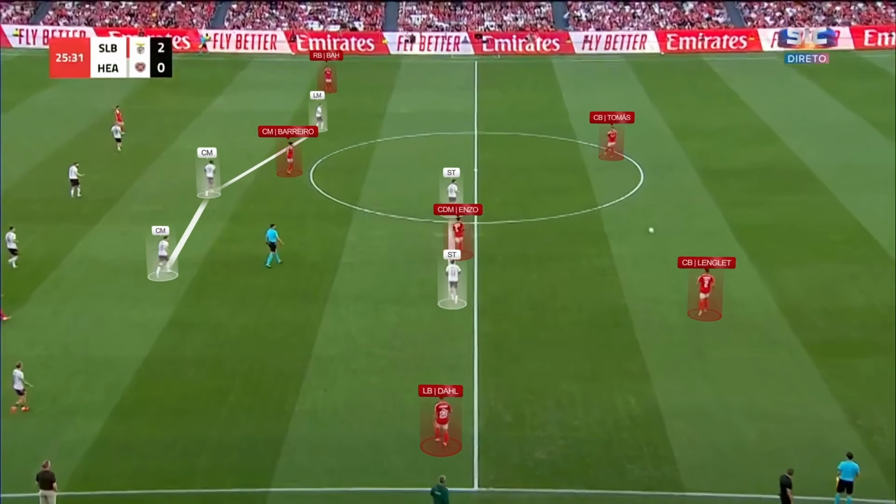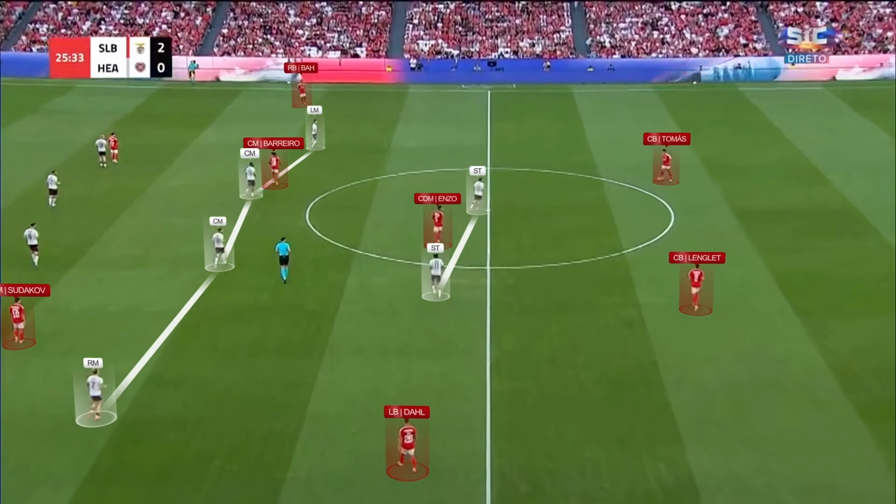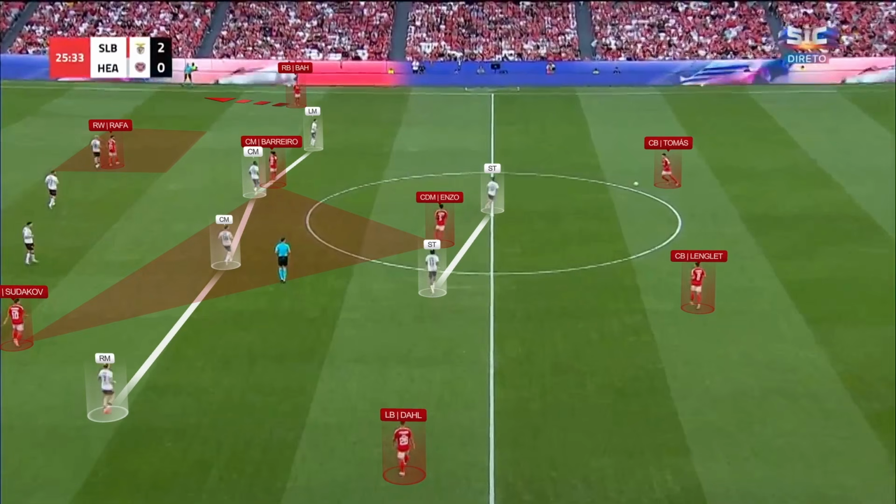Marco Silva structures Benfica in possession from an asymmetrical 4-3-3, with the team able to shift between different attacking structures depending on the positioning of the ball and the behavior of the opposition. Here we can clearly identify the midfield triangle, with Barreiro and Sudakov initially occupying the spaces behind the opposition midfield line, positioned in the half spaces.